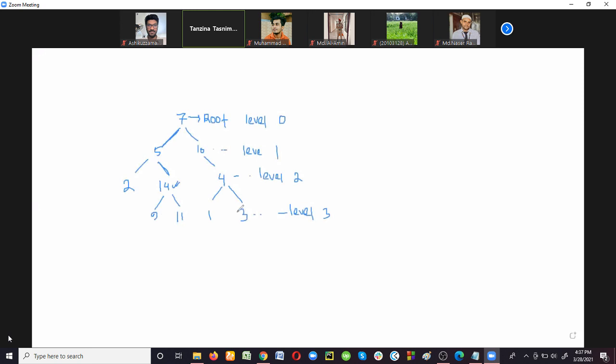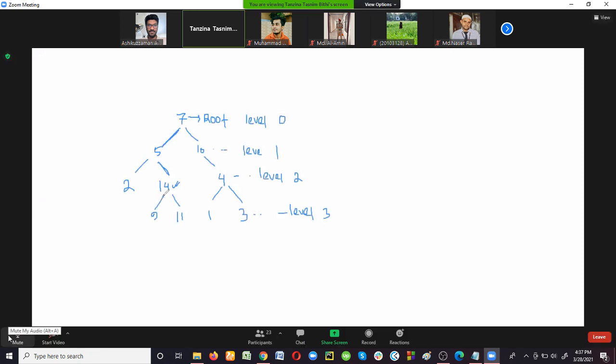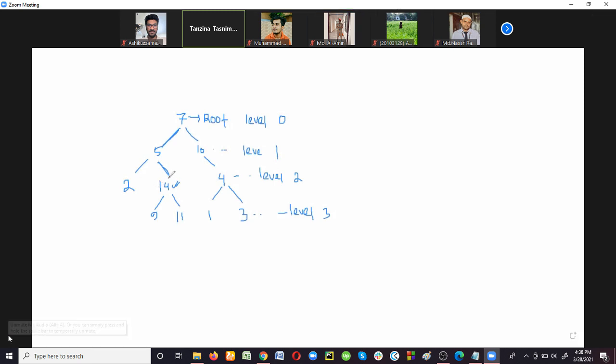So there are a total of 4 leaves in the last level, that is level 3: 9, 11, 1, 3. But these two nodes are not related with 14, isn't it? So if we want to calculate the height of any node, we have to consider a leaf node and that node, 14. Now between these two nodes, how many links or edges can we find? Only one edge. That's why the height of 14 will be 1.